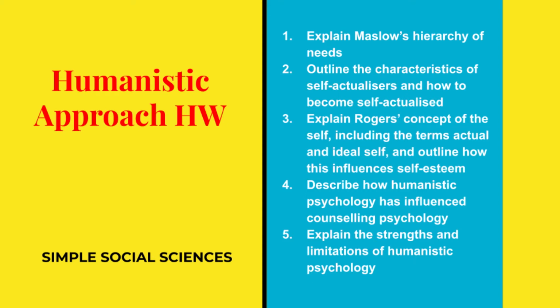Today we have another simple psychology session and it is on the last of the approaches, which is the humanistic approach. By the end of this session, you should be able to do the following. Explain Maslow's hierarchy of needs, outline the characteristics of self-actualizers and explain how to become self-actualized, explain Rogers' concept of the self, including terms such as actual and ideal self, and describe how this influences self-esteem. You should be able to describe how humanistic psychology has influenced counseling psychology, and as always, explain the strengths and limitations of the approach. Okay, let's get straight into the humanistic approach assumptions.